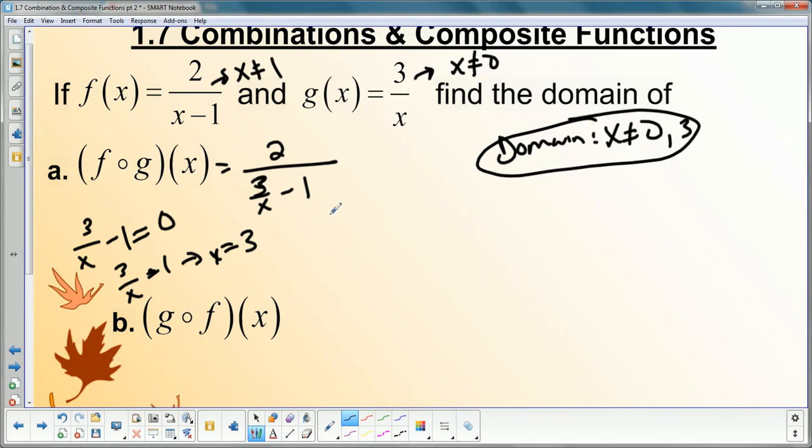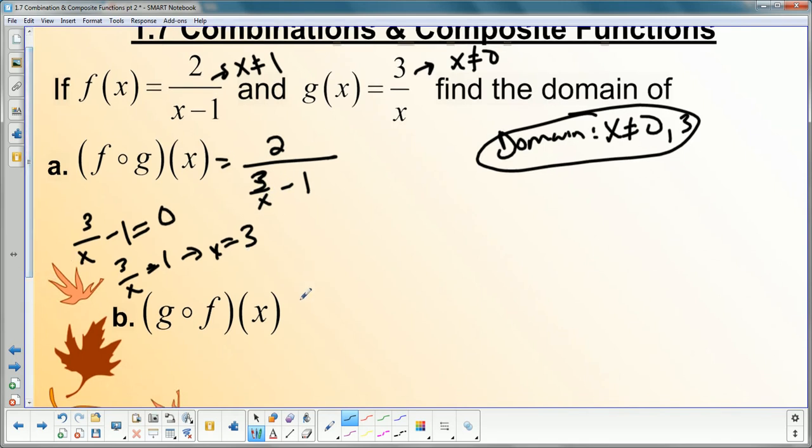So this is where it can be a little tricky. Even though we said x can't be 1 for f of x, in this composite function, x can still be 1, because if we plug in 1, we're no longer getting 0 in the denominator here because we changed our denominator. Okay, so we need to look at our interior function, find that domain first, which is why we have x can't be 0. Then look at the whole composite function and find out what are the domain restrictions of that.